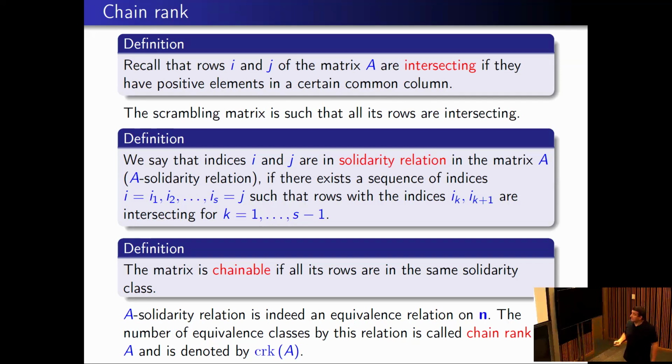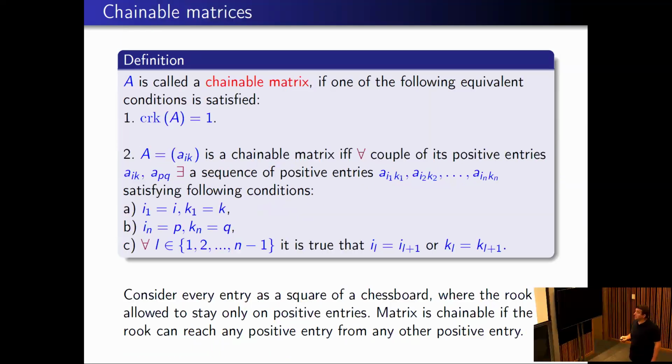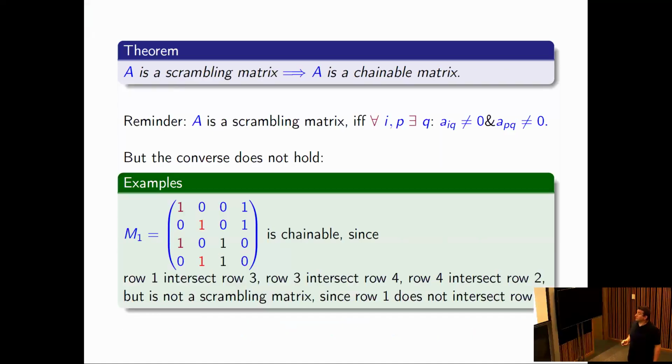And so chainable rank is the number of solidarity classes in my matrix. So I'm just using a rook. In case I could get from any point to any point, I am in a rank 1 situation, and this is what is called a chainable matrix. Otherwise, I have some classes, and the number of these classes will be the rank of my matrix.